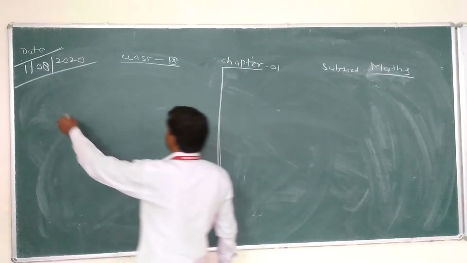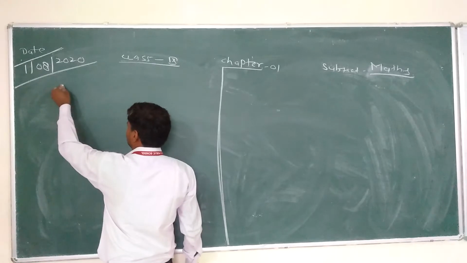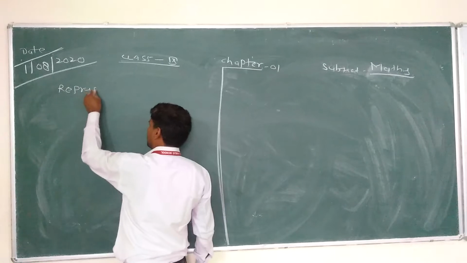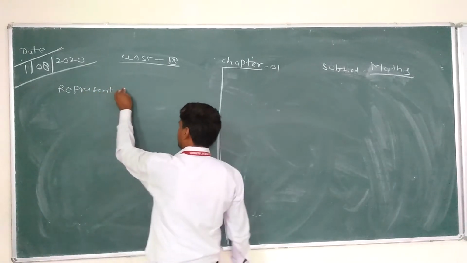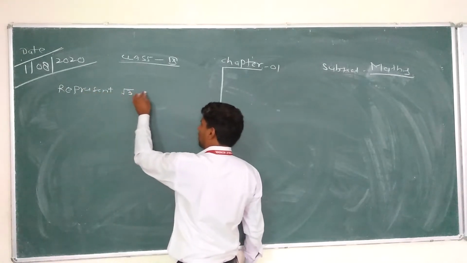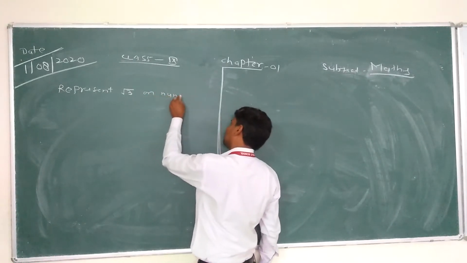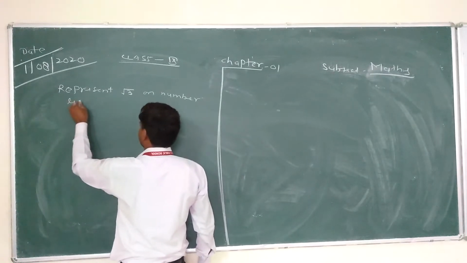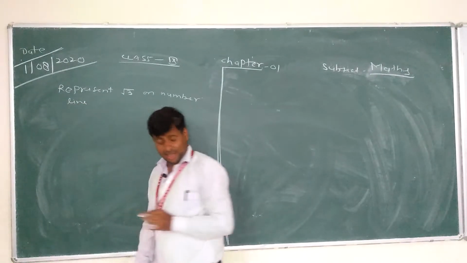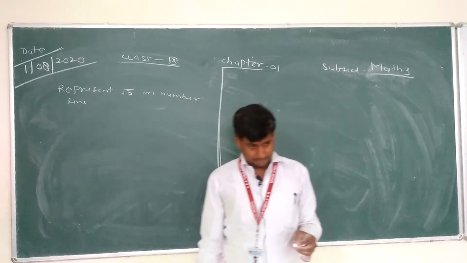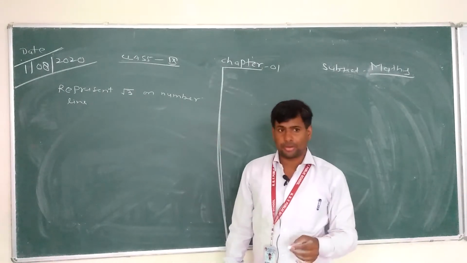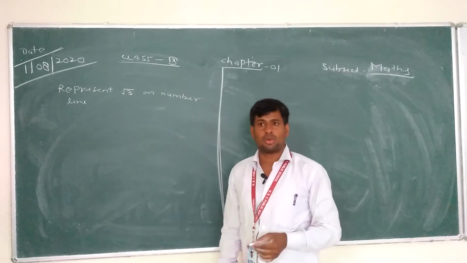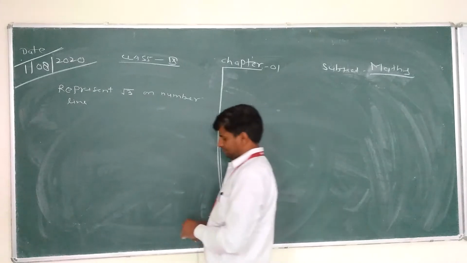Then see. What is given? Another one, that is, represent root of 3 on the number line. Previously we discussed how to represent root of 2 on a number line, and today we will discuss root of 3. How can we represent root of 3 on a number line? Let's see.